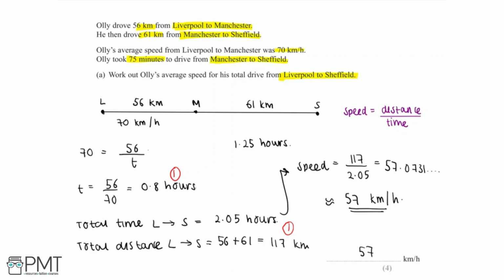And now the third mark is for a correct process to find the average speed and making sure that we have our consistent units. So we find the average speed by doing 117 divided by 2.05, and that's where we get that third mark for showing our working. And then finally, our last mark will be for getting the answer of 57.0731 and rounding this value to an appropriate degree of accuracy. And so the mark scheme accepts an answer in the range 57 to 57.1. And so our value of 57 kilometres per hour will get us that fourth and final mark needed to get 4 marks for this question.